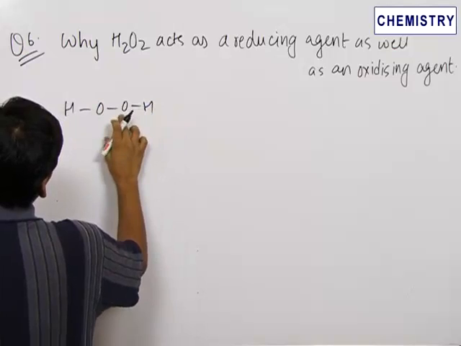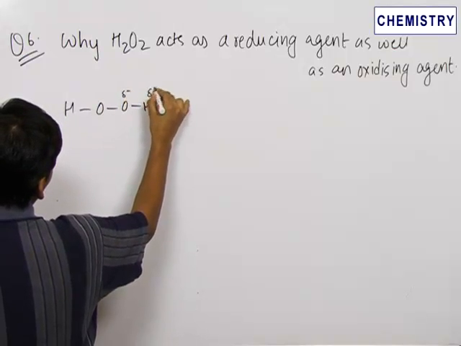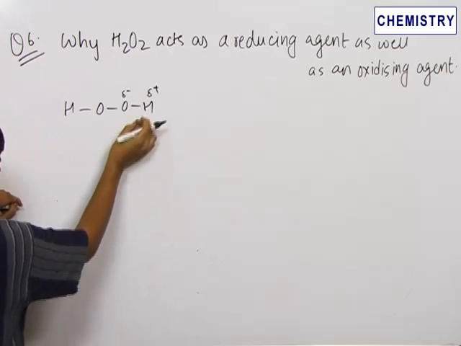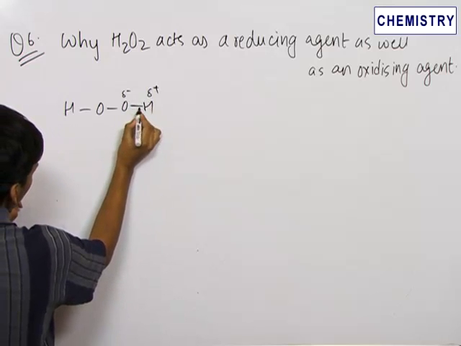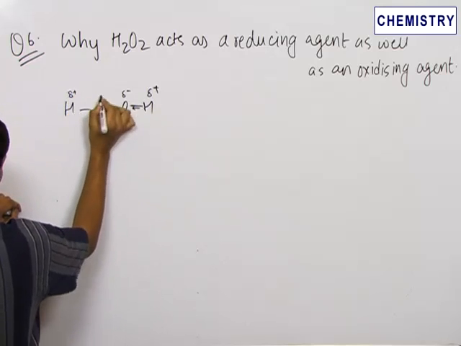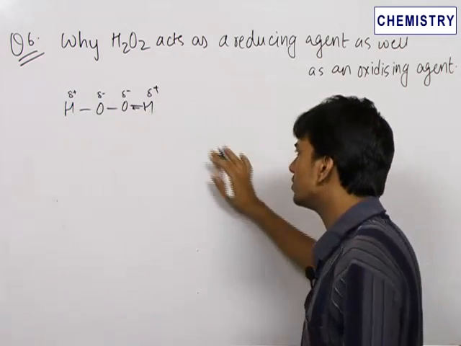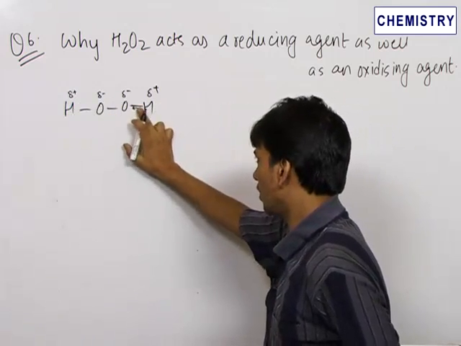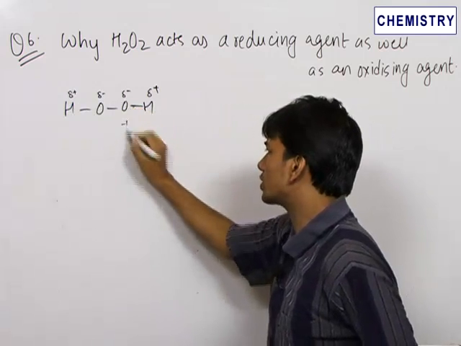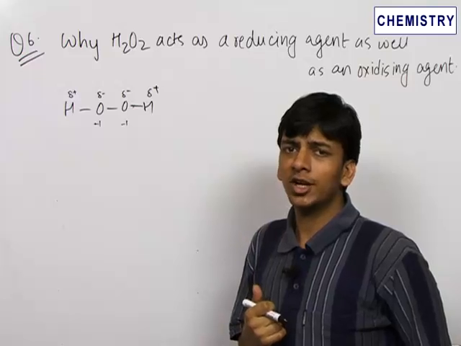Now oxygen is more electronegative than hydrogen, therefore there is a delta negative on this oxygen and delta positive on this hydrogen. That is, the electron pair being shared over here is being shifted a bit towards the oxygen side, and the same is the case here. There is a small delta positive here and a delta negative here. There is no transfer of electrons between these two oxygen atoms. Therefore, the oxidation number of oxygen over here is -1. Both the oxygens are in an oxidation state of -1.